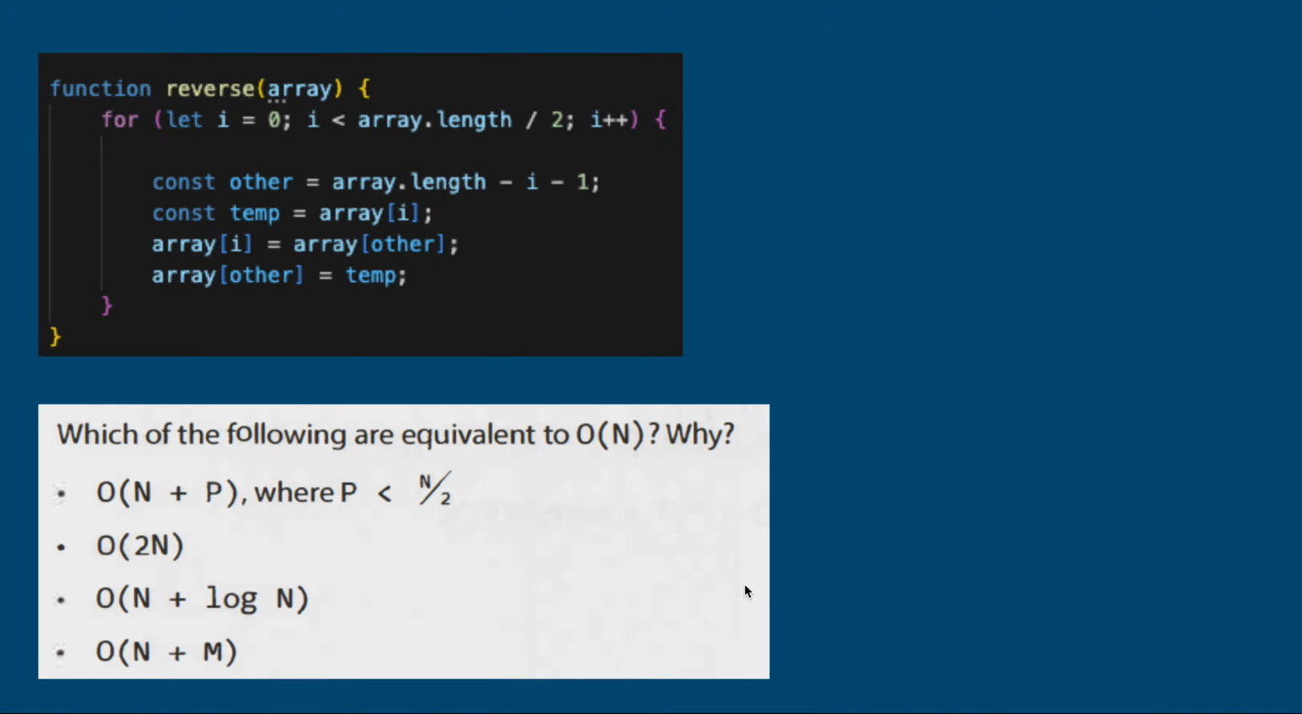All right, here's a little extra quiz. Which of the following are equivalent to O of n? So here we've got O of n plus p, where p is less than n divided by 2. We've got O of 2n. We've got O of n plus log n. And we have O of n plus m. So take a second, pause the video, and write down your best guess.